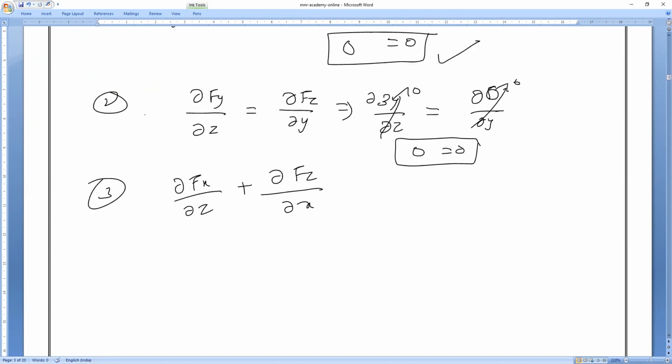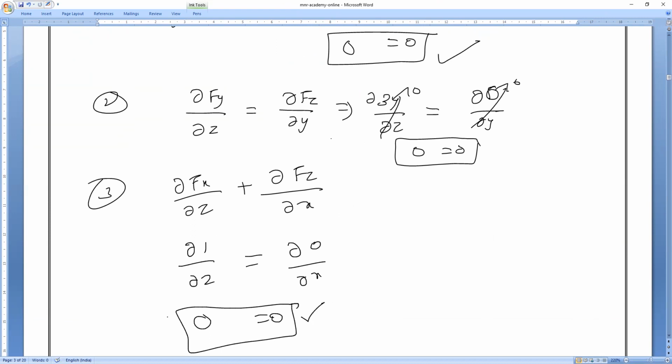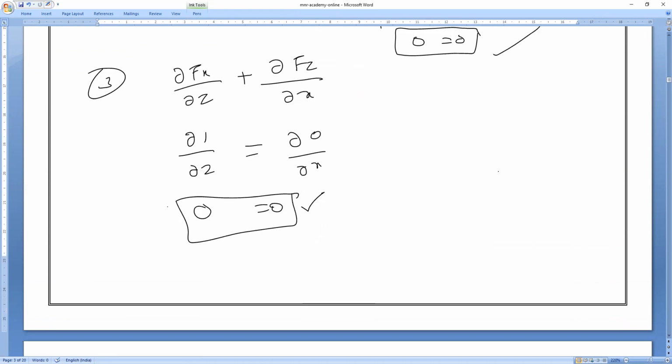So with respect to z, the Fx value is how much? 1. A constant divided by anything equals 0. Next, delta Fz divided by delta x. Nothing is there. What is the answer? It is not possible to differentiate. So in all the cases the answer is the same. So is it conservative or non-conservative? Conservative.